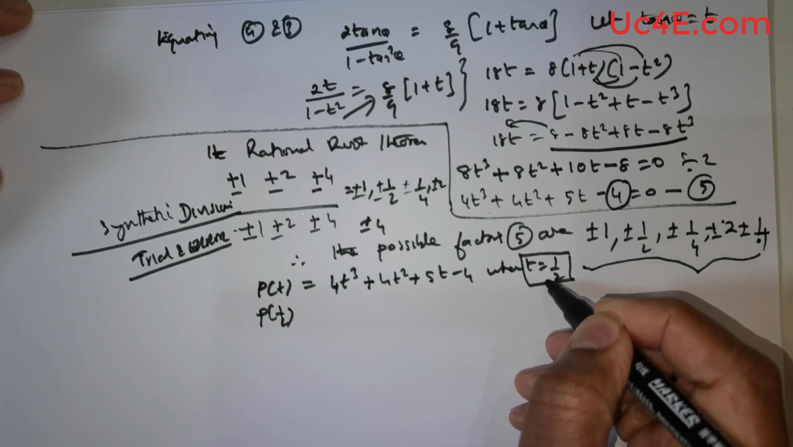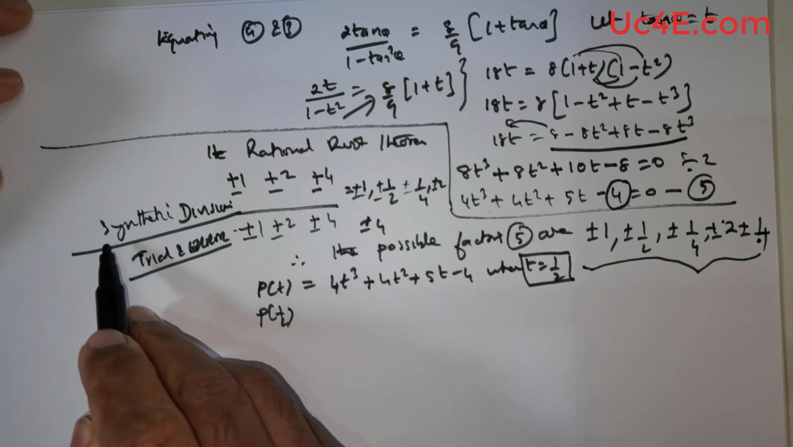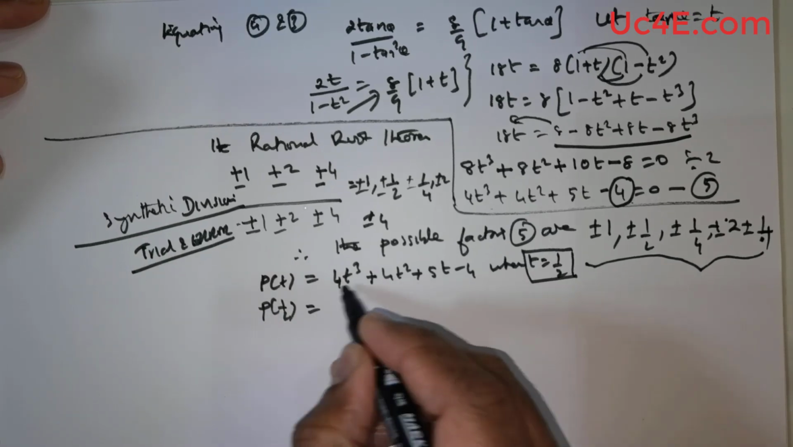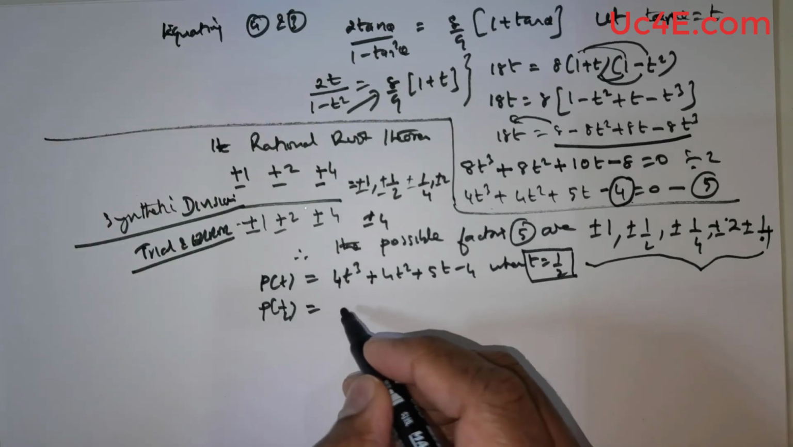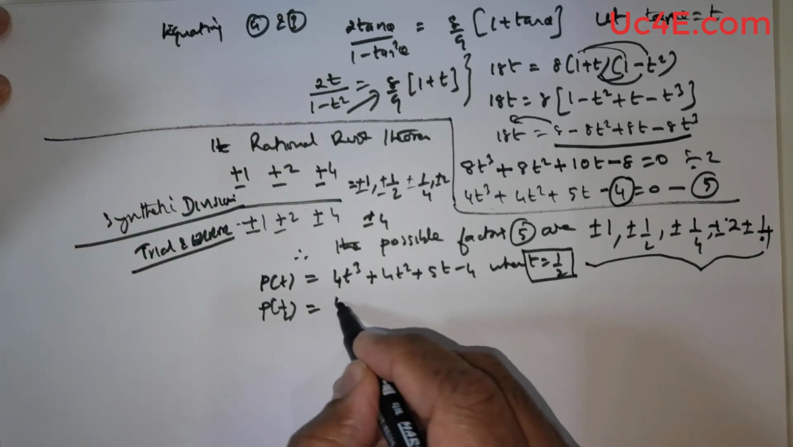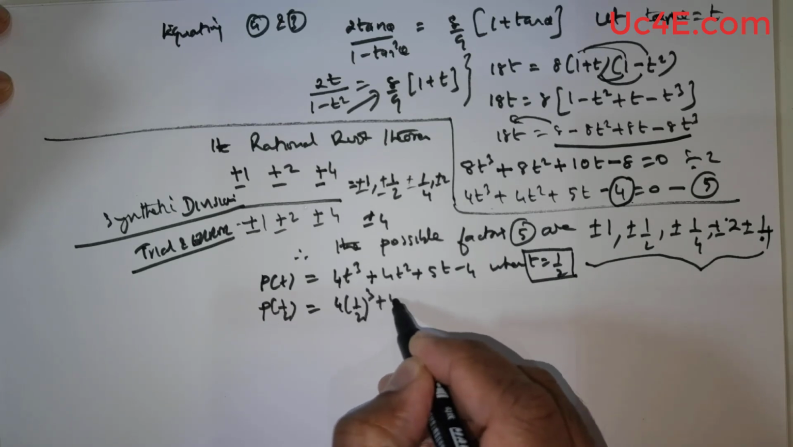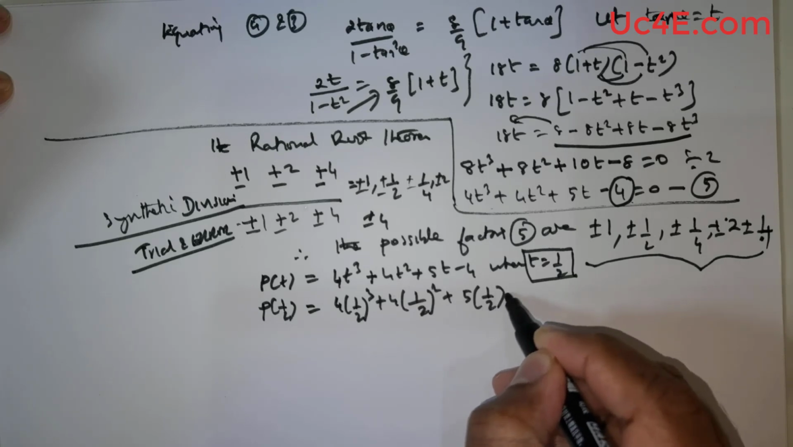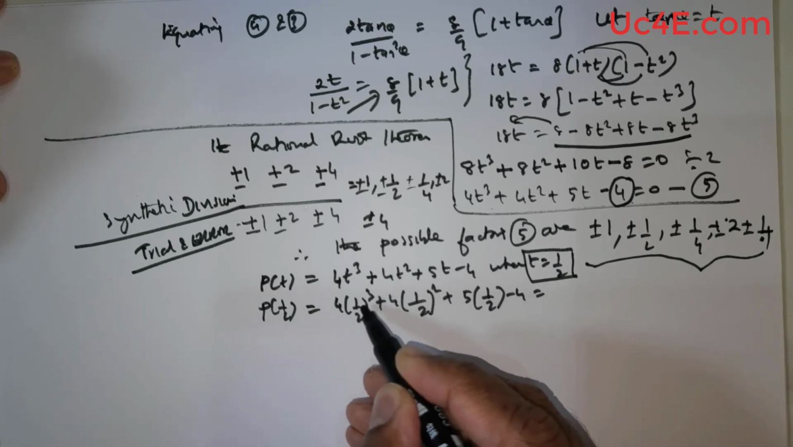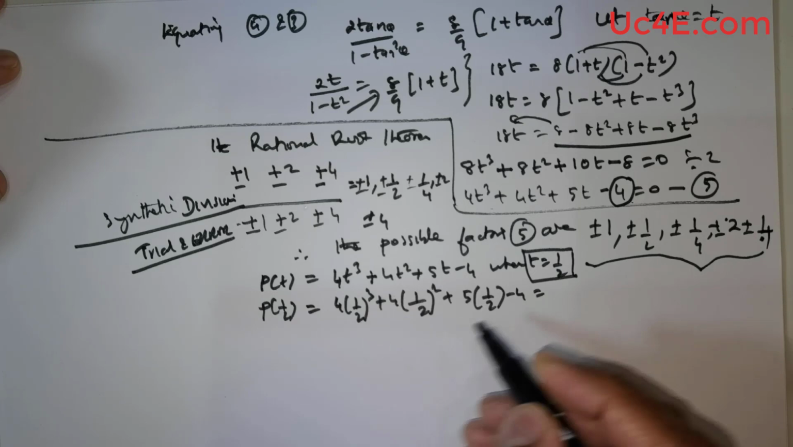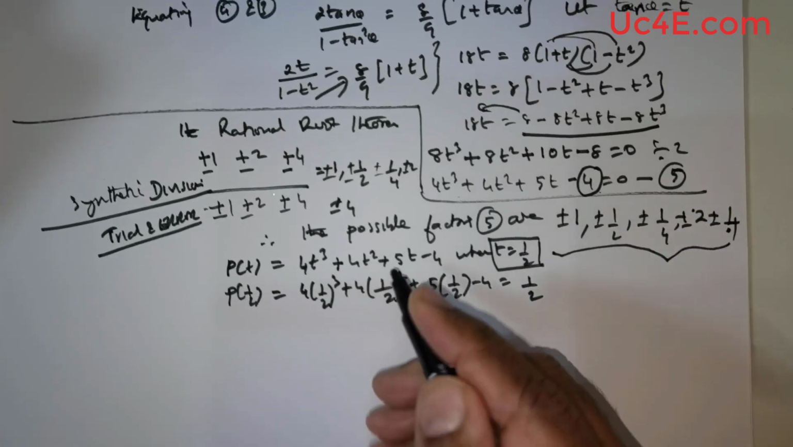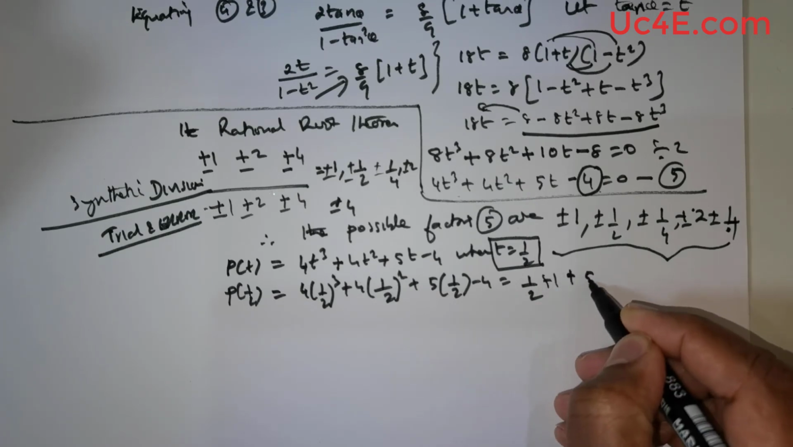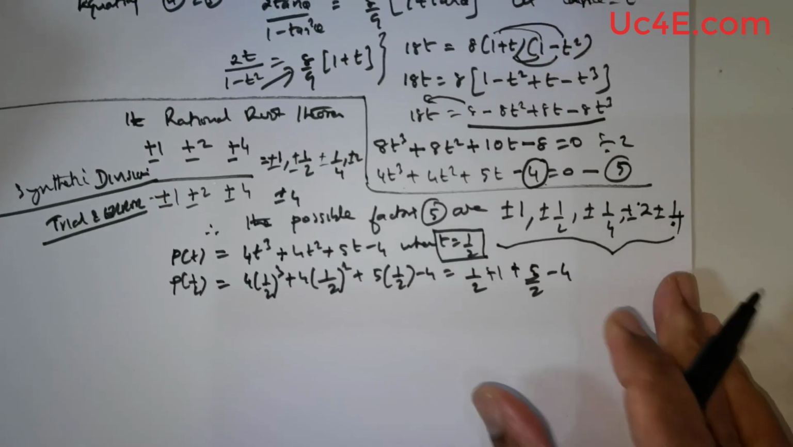Now after we have found out the root, I will be applying synthetic division, or you can choose the method that you want. So let me go ahead and check whether it equates to 0. So this is 4 times (1/2) cubed, plus 4 times (1/2) squared, plus 5 times 1/2, minus 4. This is 1/8, and 4 divided by 8 is 1/2. This is 1/4, that's positive 1. This is 5 divided by 2, and negative 4.